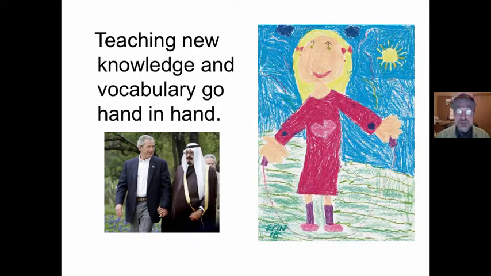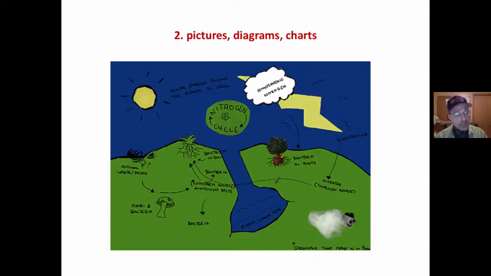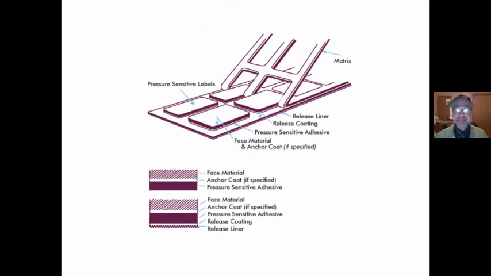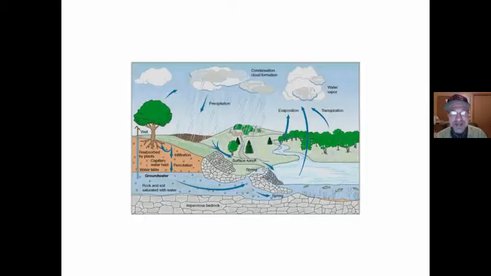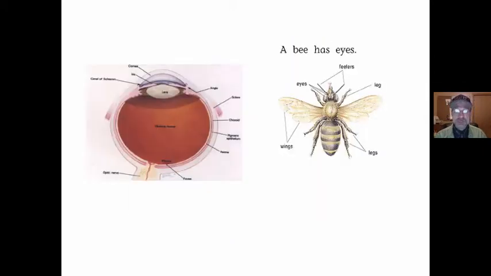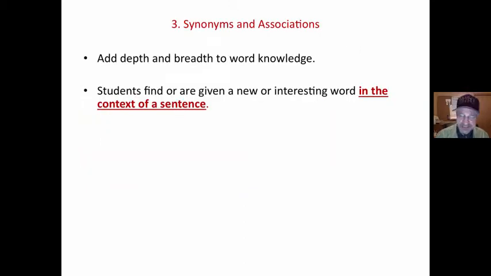You will see that teaching new knowledge and vocabulary go hand in hand. Pictures and diagrams, again, use them to teach as a pre-reading, post-reading, and eventually students can create their own. Teaching knowledge, concepts, and vocabulary go hand in hand. Pre-reading, post-reading. Okay? Synonyms and associations, adding depth and breadth.